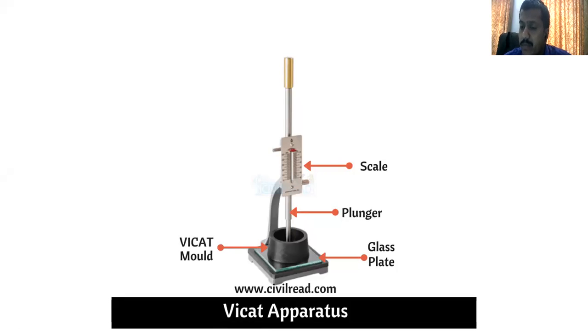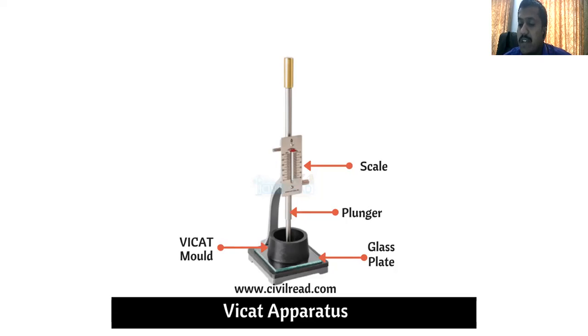Always remember. As you can see, there is a scale mounted on that particular rod. Then there is a plunger, which is a type of needle, having a diameter of 10 mm and a height of 50 mm. For standard consistency, the dimensions of the plunger we use are 10 mm diameter and 50 mm height. There is a glass plate below the Vicat mould. The Vicat mould again has its own dimensions: top diameter 60, bottom 80, height around 40. I will tell you the exact dimensions.